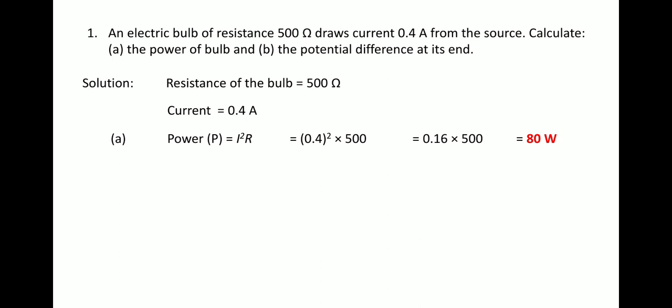Number B, we have to find the potential difference at its end. Now the potential difference is V, which is equal to IR from Ohm's law. I into R means the value of current 0.4 will be multiplied with the resistance 500 ohms. So when you multiply, you will get 200 volt. So that is the voltage or potential difference at the two ends. So this is how we do this type of question.